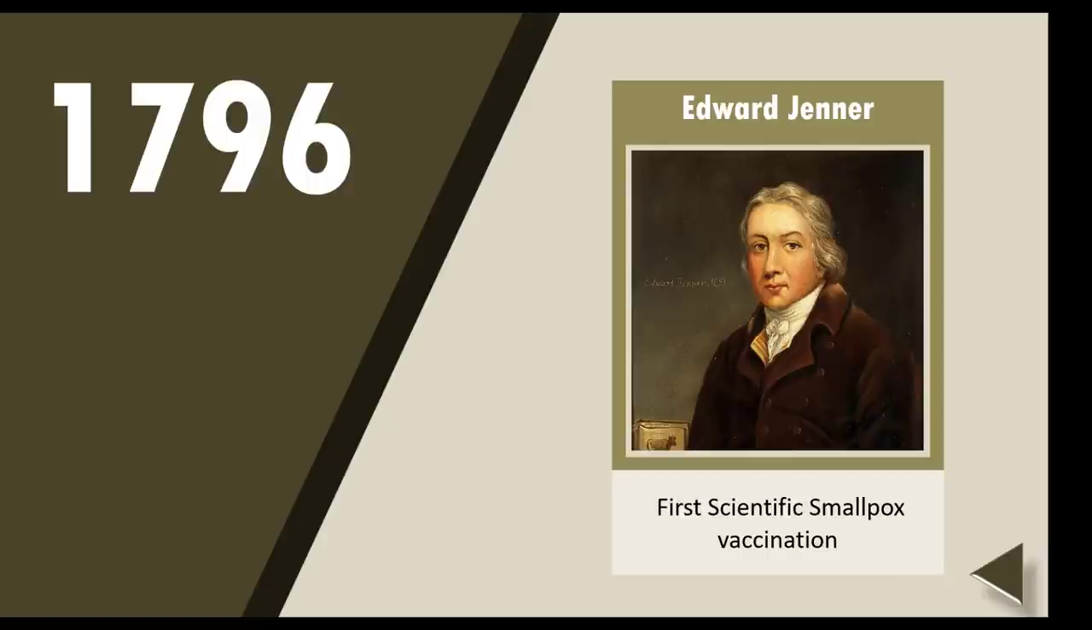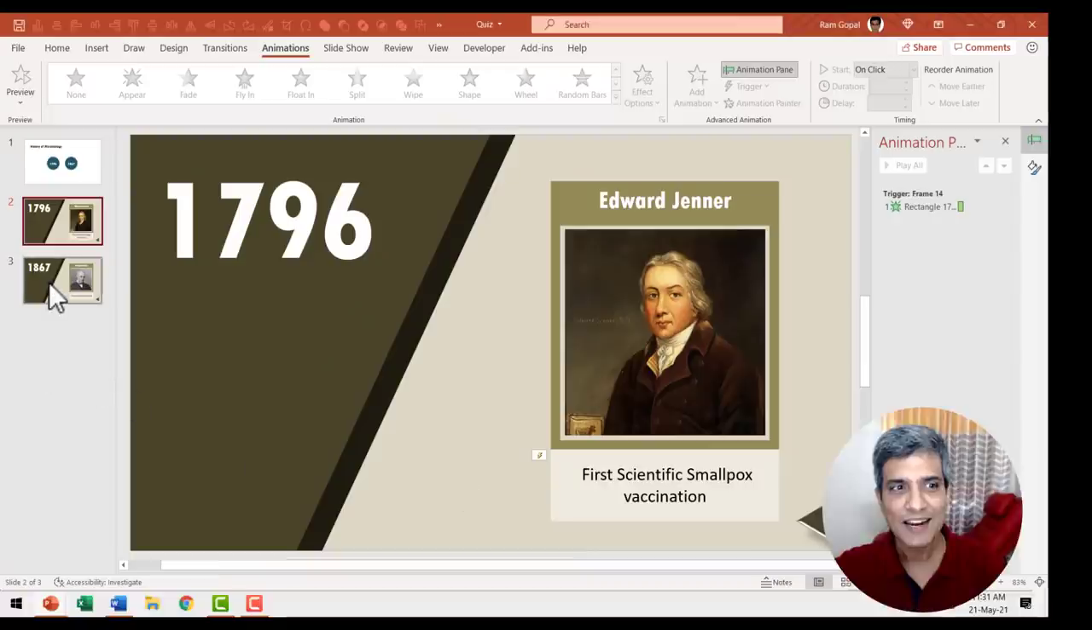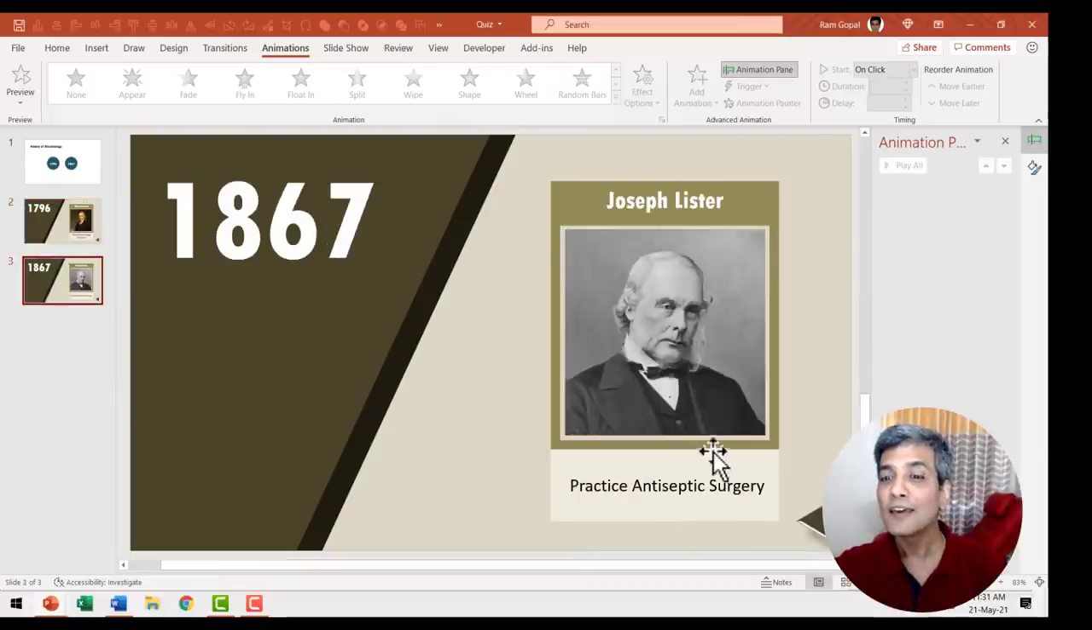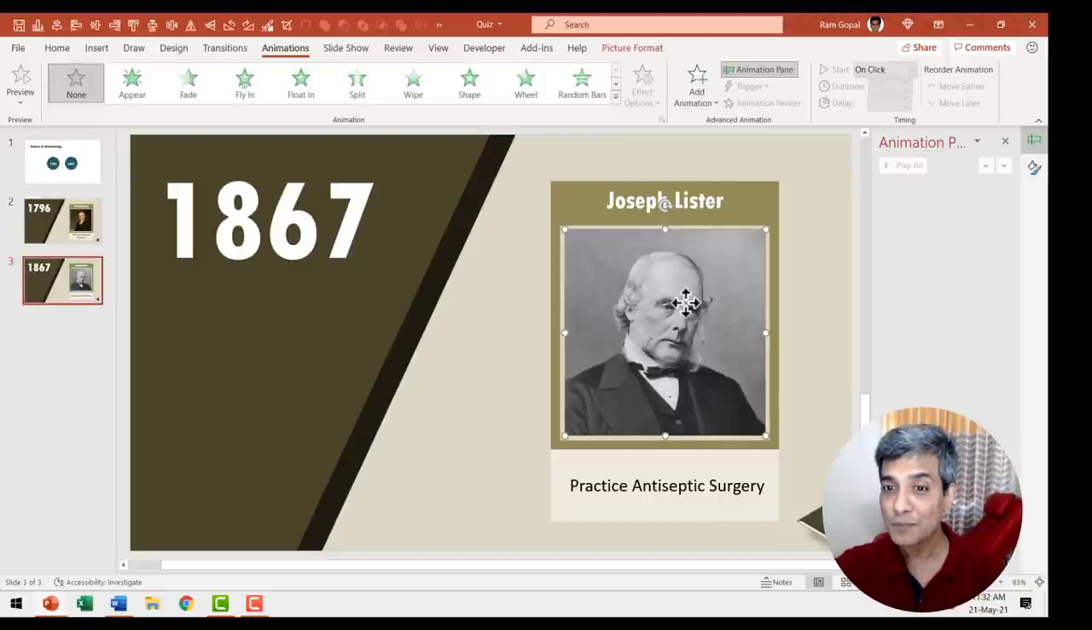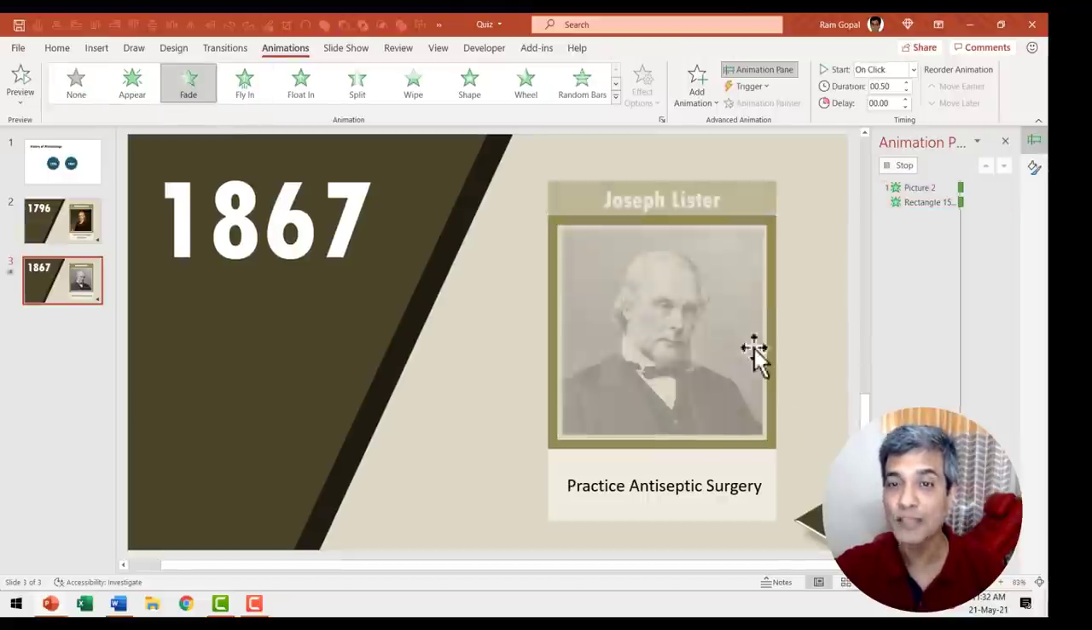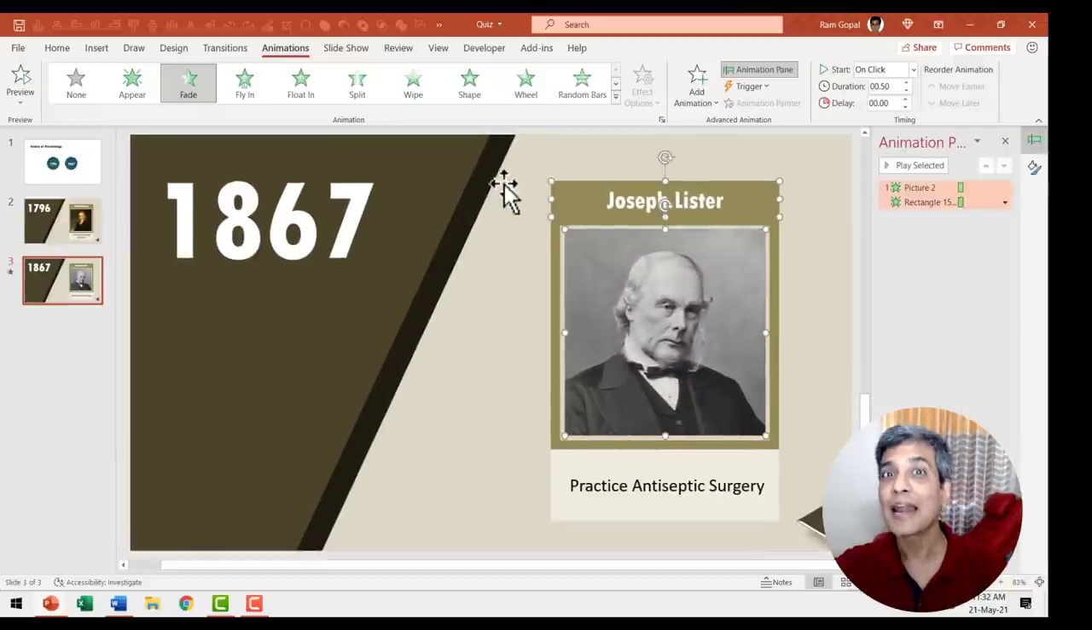Now let us make a small variation to the next slide. Let us go to 1867. Here I'm going to keep the information about the discovery open, but I'm going to hide the scientist and the name. So let us select this picture, hold the shift button down and select this box which has the name of the scientist, and then say I'm going to have these things enter with a fade in animation and I'm going to have a trigger with the same frame.